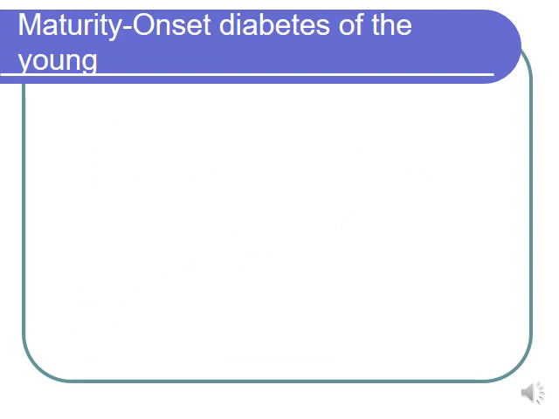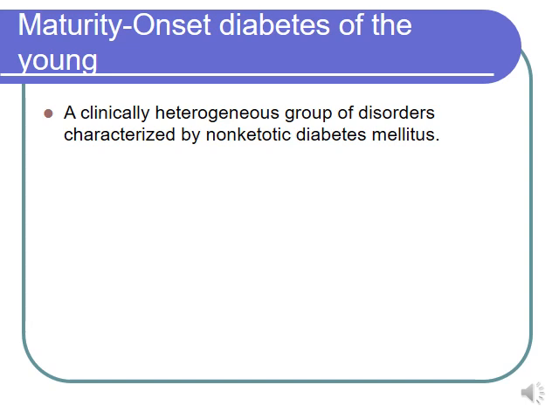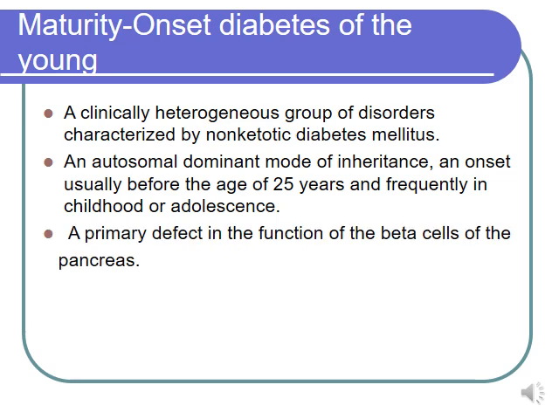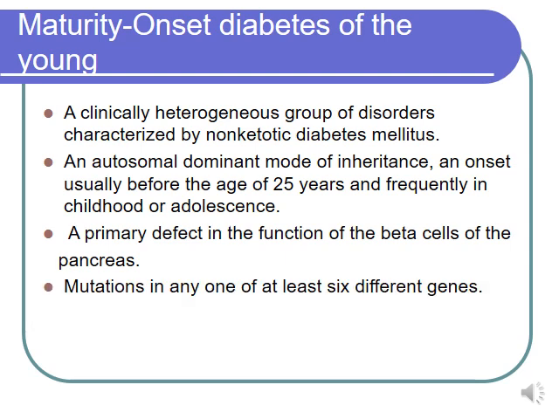So coming to maturity onset diabetes of the young, what is meant by MODY? What is the fault in the genes which leads to maturity onset diabetes of the young? It's a heterogeneous group of disorders characterized by non-ketotic diabetes mellitus. It's an autosomal dominant mode of inheritance. It's usually onset before the age of 25 years and frequently in childhood or adolescence. There is a primary defect in the function of beta cells of the pancreas. The mutation is in one of at least 6 different genes.